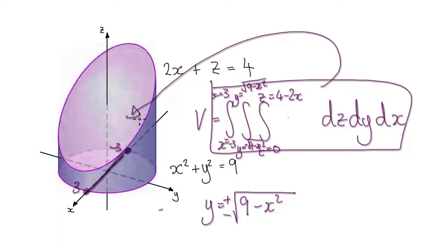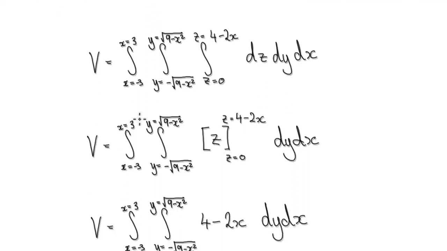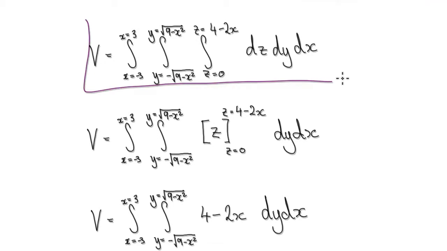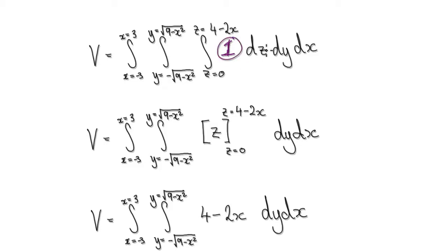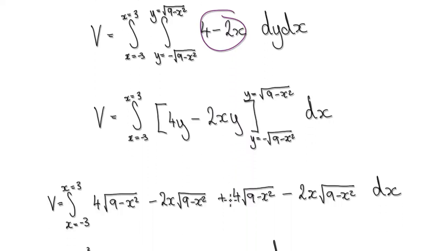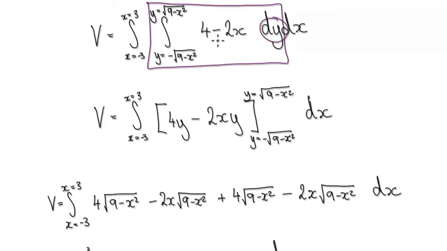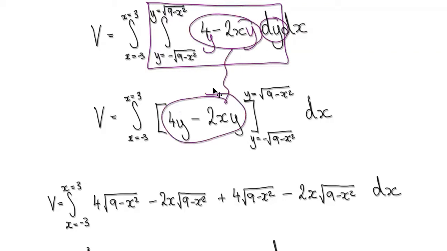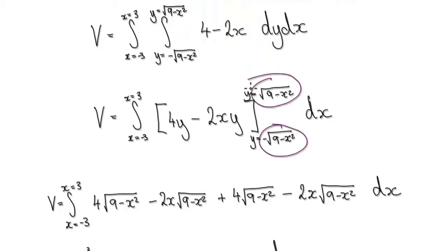So let's evaluate this. The volume of the solid is given by this. So now it's just a matter of integrating this. There's a 1 here. When you integrate this with respect to z, it will give you z from 0 to the plane. So put this into here, that will then give you this, and now integrate it with respect to y. So that will give you 4y and then 2xy. So integrating this will then give you this thing here, from the negative version to the positive version.